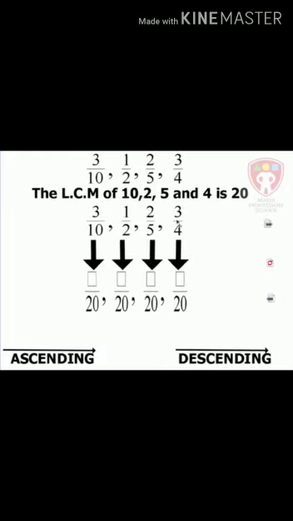Let's look at that. So here we have our four fractions: 3/10, 1/2, 2/5, and 3/4. And before we can arrange them, we have to put them on the same level, which means we have to find the LCM of their denominators to make them the same. And in this case, the LCM of 10, 2, 5, and 4, we should know from our times tables, is 20. So we're going to turn all of these into fractions with a denominator of 20.